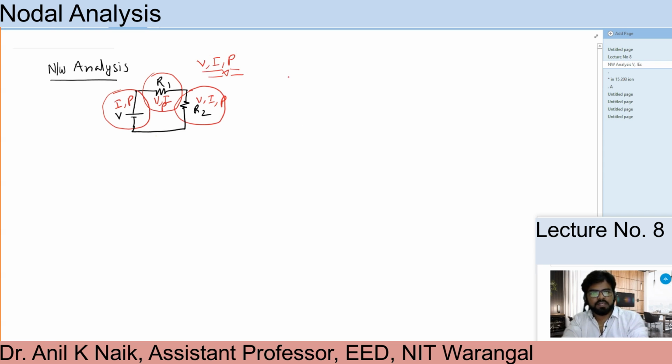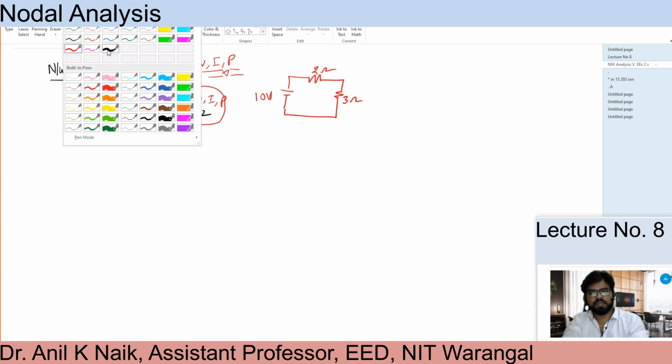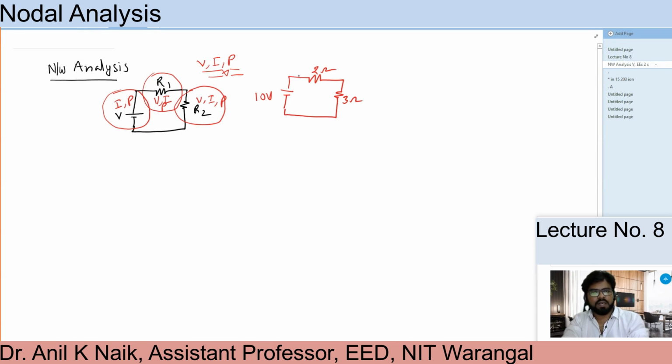If I take a very simple circuit like this, with a 10 volt source, a 2 ohm resistor and a 3 ohm resistor, and I ask you to find the voltage, current, and power at each element, you can easily do that. The current flowing can be written as 10 by 5, so 2 amperes is flowing, and the same 2 amperes flows through the source also.